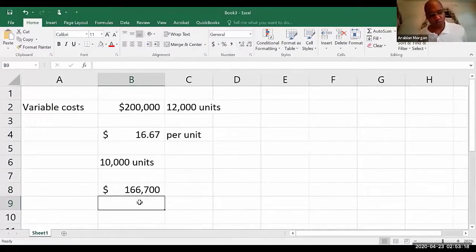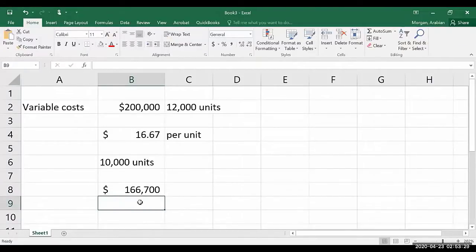I get $166,700. So depending on how many decimals you put in your per unit amount, you might get a slightly different number, okay? That's a much easier way. Oh, okay. So the way I got was really bad.